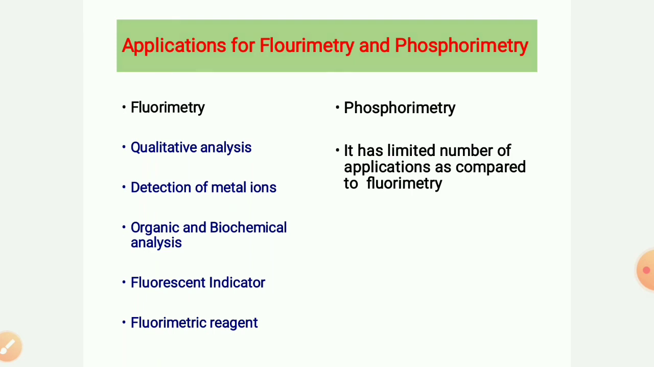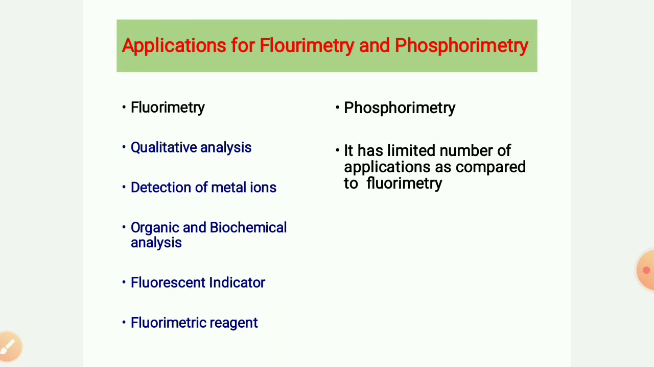Phosphorimetry has a limited number of applications as compared to fluorimetry. The first one is the detection of small amounts of cocaine and protein in blood serum. Cocaine and atropine are determined in urine samples using phosphorimetry. The next application is the determination of aspirin in blood serum with high sensitivity. Aspirin is strongly phosphorescent but not fluorescent. Alkaloids like nicotine are rapidly estimated in tobacco after they are separated using thin layer or paper chromatography. So these are a few applications of phosphorimetry.